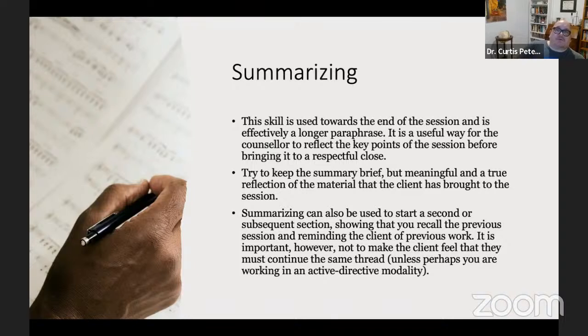It's a useful way for counselors to reflect on the key points of the session before bringing it to a respectful close. Try to keep these summaries brief. They shouldn't be more than just 3-4 minutes, but a meaningful and true reflection of the material the client has brought to session.